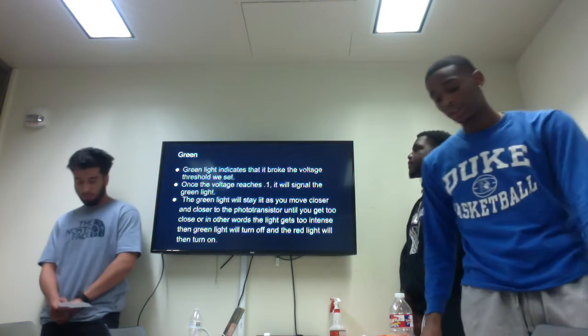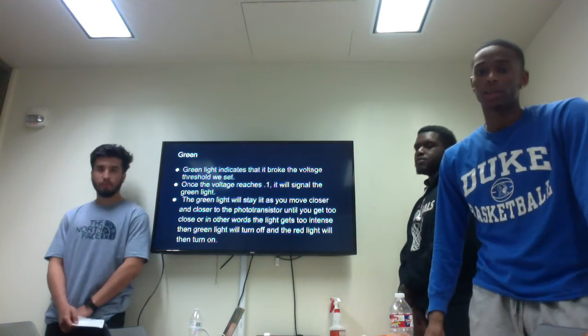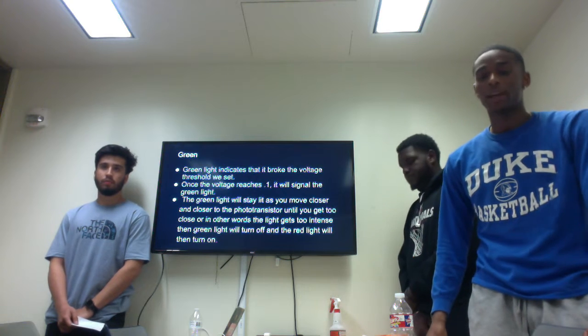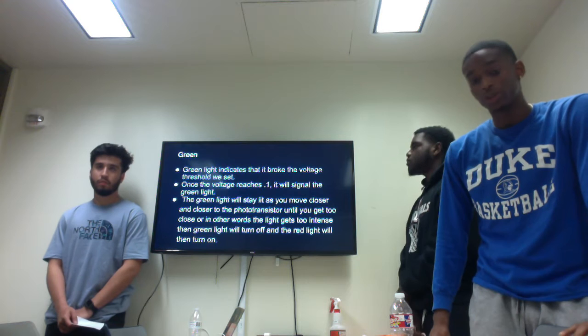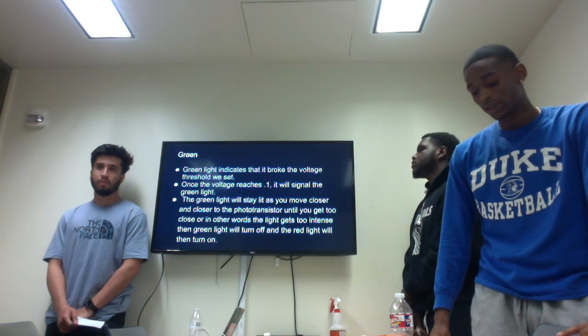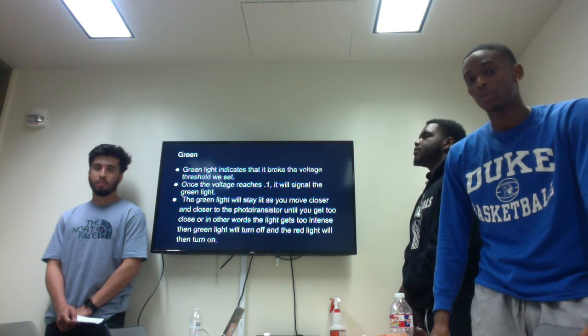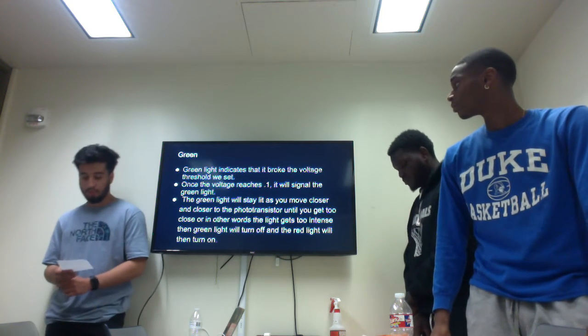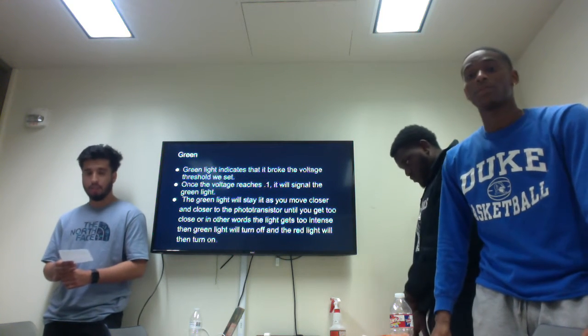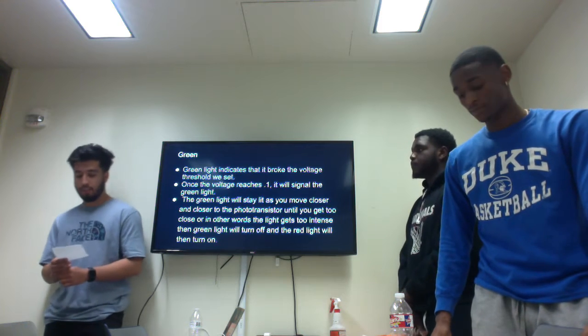Now, during our project, the ambient light won't cause either light to turn on, but as you move closer and closer, the green light will eventually trigger. Once triggered, the green light represents a voltage of greater than or equal to 0.1. The green light will stay on as you move closer and closer until you hit a certain distance. Then that distance will trigger the red light to turn on.